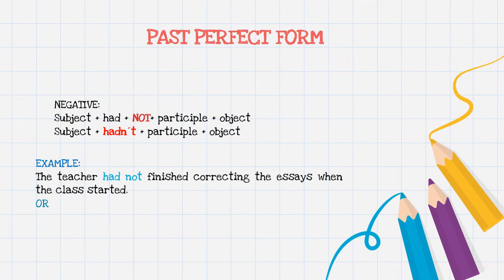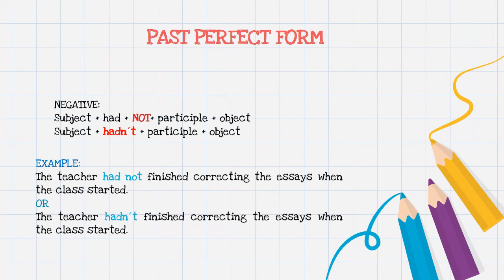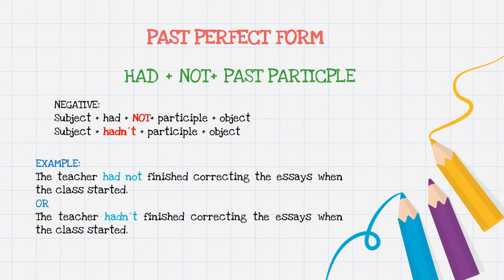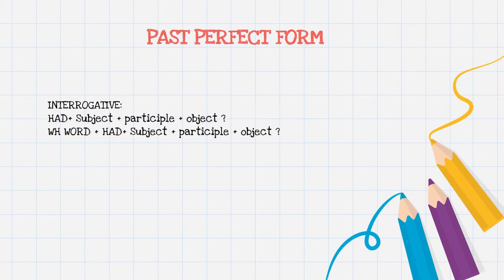Or we can also use the contraction, and we can say, the teacher hadn't finished correcting the essays when the class started. So finally, as you can see, we form the past perfect in the negative using had, not, and the past participle of the verb. So finally, let's talk about the interrogative in the past perfect.